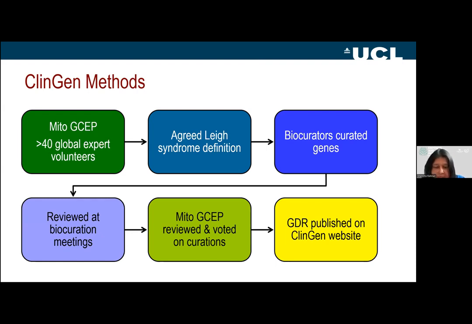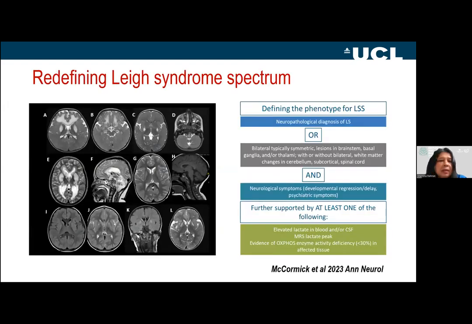We agreed a definition of Leigh syndrome. The biocurators curated the genes, then presented them at monthly curation meetings. The Mito GSEP voted on the curations, and then we published these, again freely available on the ClinGen website. The first thing we did was to redefine Leigh syndrome as a spectrum because of the reasons I showed you in that earlier cartoon. We've removed the Leigh-like terminology, and we just have the Leigh syndrome spectrum of all diseases that would fit in with this definition that I've got on the right, and it's in our recent paper in Annals of Neurology, so I'm not going to read it out to you now.